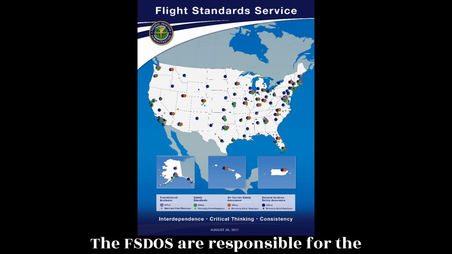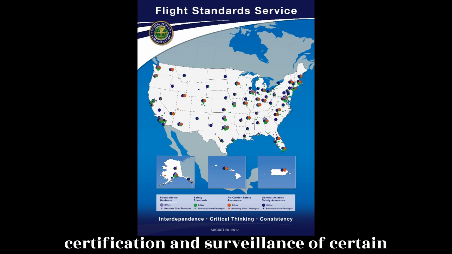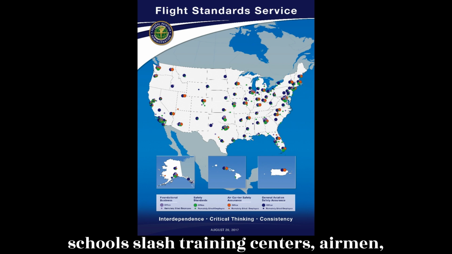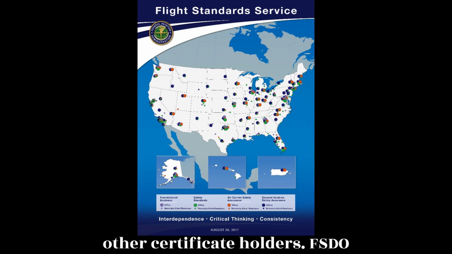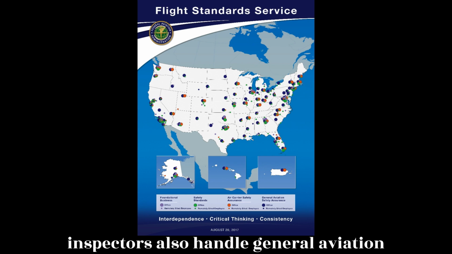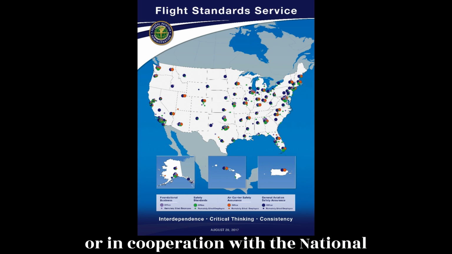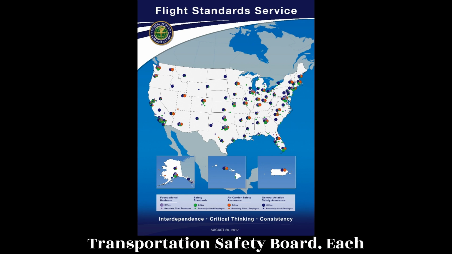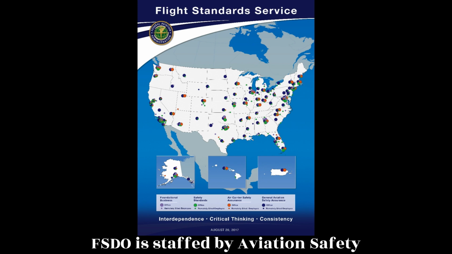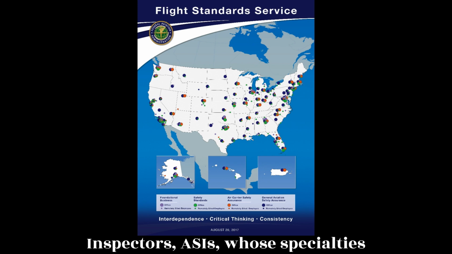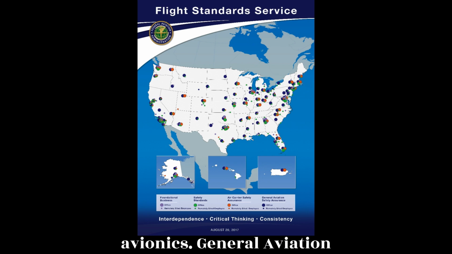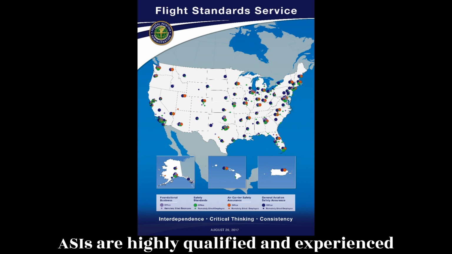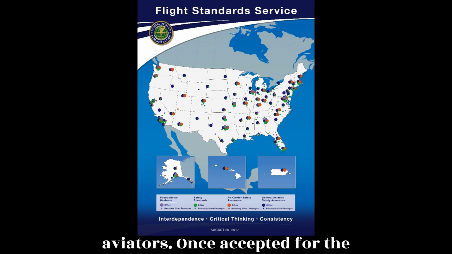The FSDOs are responsible for the certification and surveillance of certain air carriers, air operators, flight schools/training centers, airmen, pilots, flight instructors, mechanics, and other certificate holders. FSDO inspectors also handle general aviation accident investigation at the request of, or in cooperation with, the National Transportation Safety Board. Each FSDO is staffed by aviation safety inspectors, ASIs, whose specialties include operations, maintenance, and avionics.